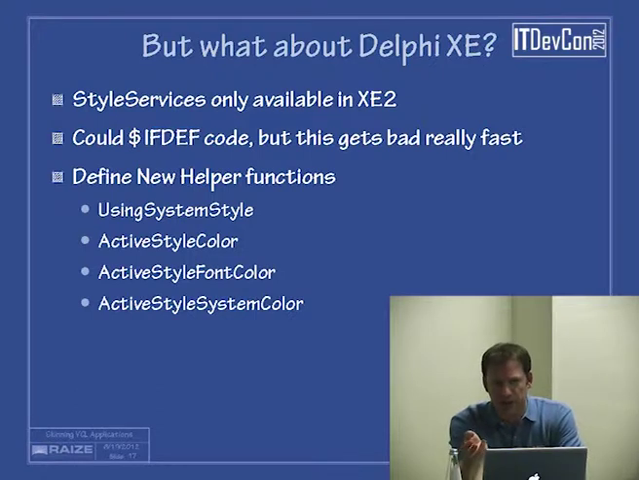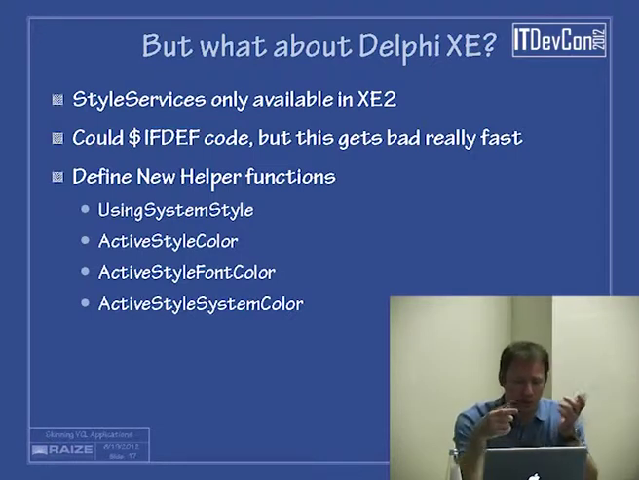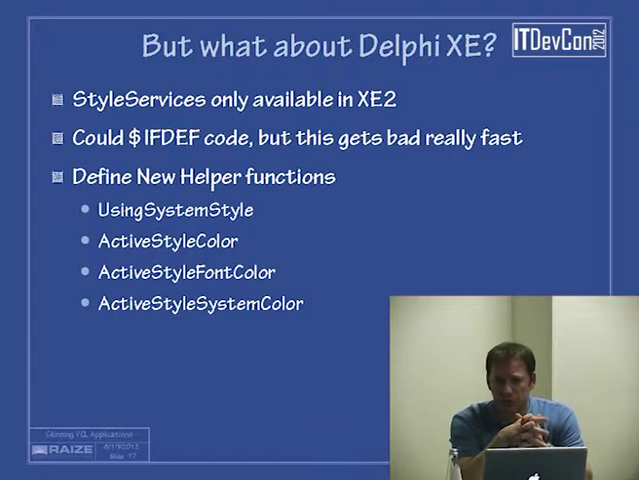The problem with that is that the other code is still valid if I don't have themes available. I don't want to just ignore it. So what I recommend, and what I've done with our Raize Components product, is to create some helper functions. Specifically, we have a function called UsingSystemStyle that tells me whether I'm using the system style or not. If I'm in an older version of Delphi, that's always true. I'm always using a system style if I'm in XE, as there are no custom VCL styles.